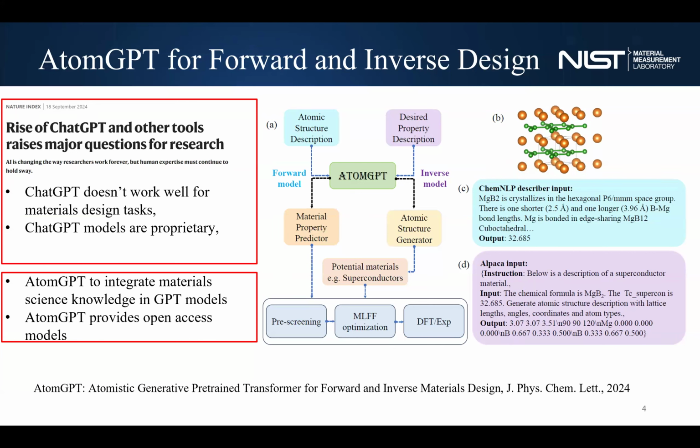Now the inverse material design is where we provide an input. Here is the superconductor material. The chemical formula is magnesium boride. The TC we want is 32 or 39 Kelvin, and generate the atomic structure description with lattice length, angle, coordinates, and atom types. So it will generate another string separated by new line characters: the lattice length, angles, elemental types, and their coordinates. So this is the idea of text to text mapping using GPT models.